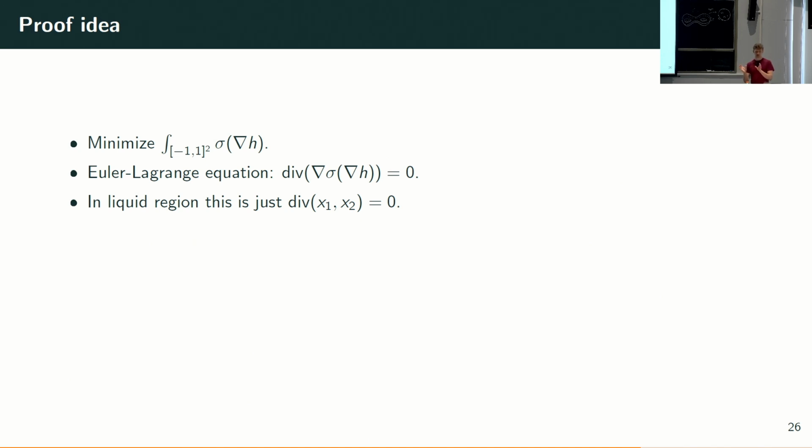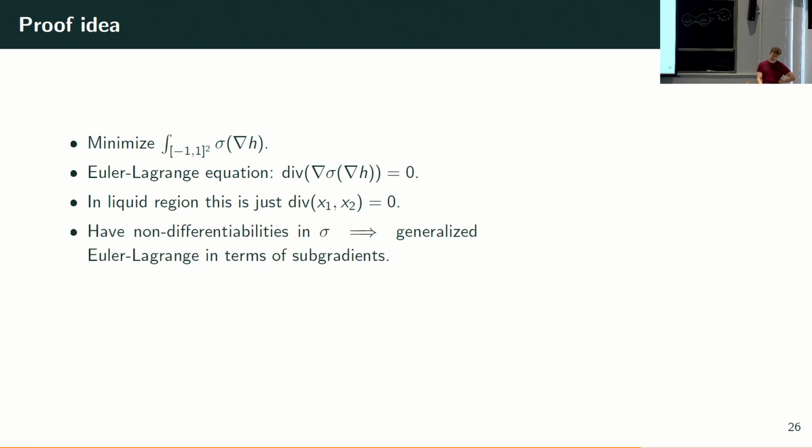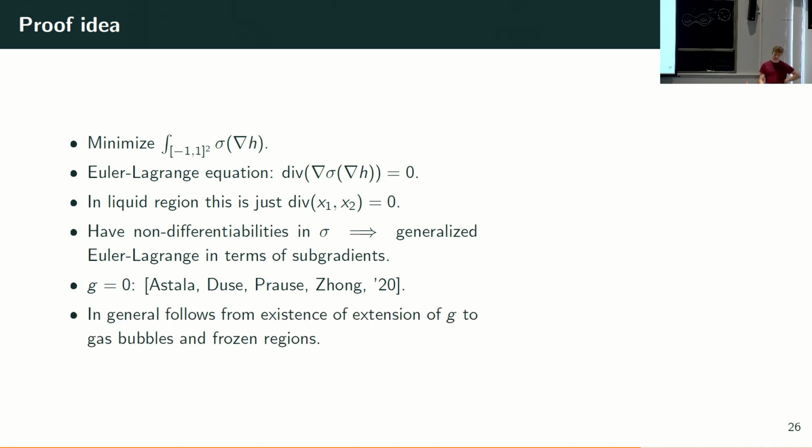But you need to extend that to all the frozen and to the gas regions. Here the difficulty is you need to do that in an appropriate way, because those are exactly the singularities of sigma. Since our function is convex, you can do that in terms of subgradients, and then it turns out that this is nice. This was studied right here in 2020, but only for the genus 0 case, meaning that there are no gas bubbles, but only some frozen regions. There, this extension can be done, and we use a similar idea as they do, but we're able to extend that also to the gas regions.